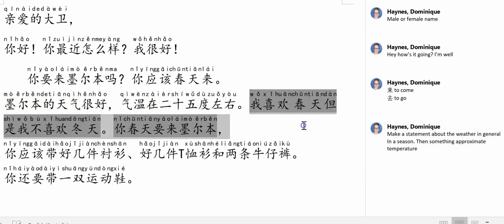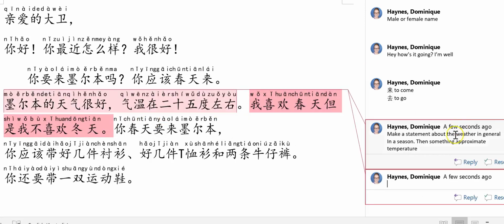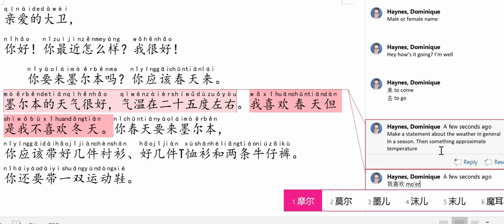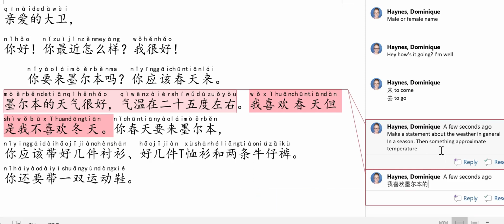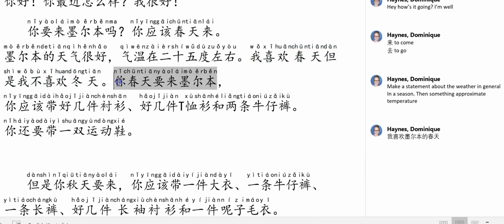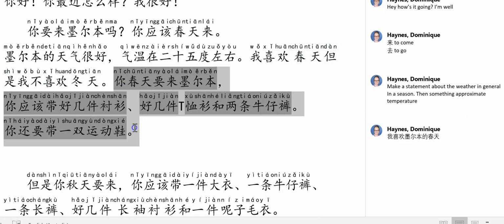This person said, 我喜欢春天,但是我不喜欢冬天. They've made a nice little comment overall. You can actually be a bit more specific if you want to. I could actually say 我喜欢墨尔本的春天. I like Melbourne's weather, spring weather, but I don't like winter. So that's a nice little way to join some ideas together. He then launches, or I launch into the next part of the paragraph.